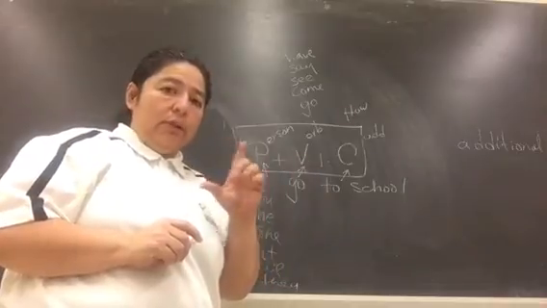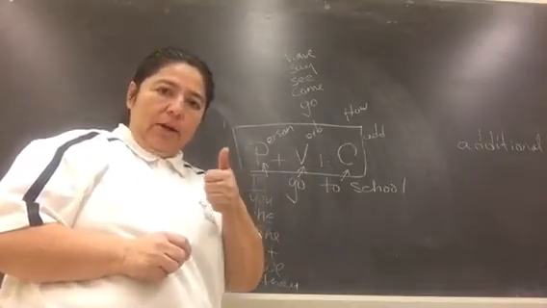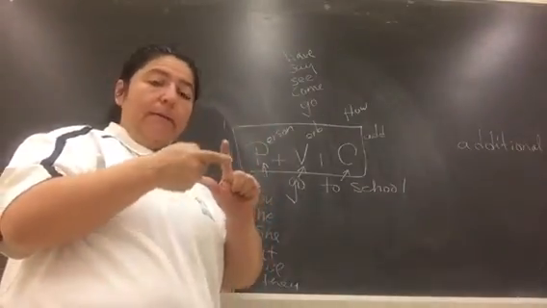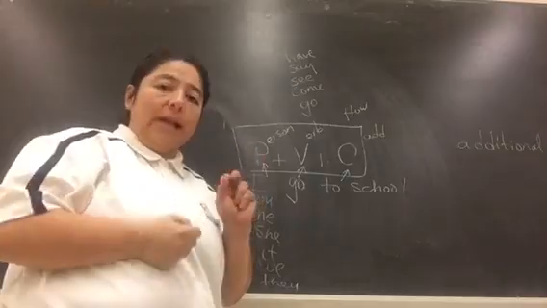In order for you to have good sentences, you must have a pronoun, a verb, and a complement, which means the person, the action, and how they do this action.